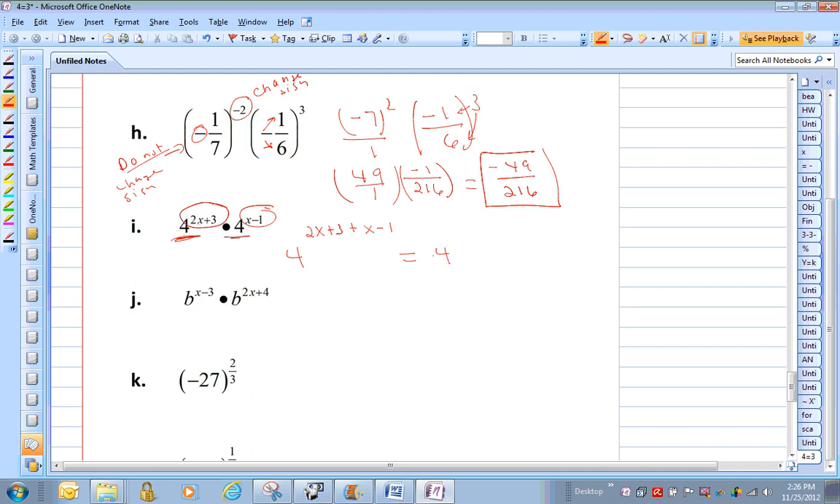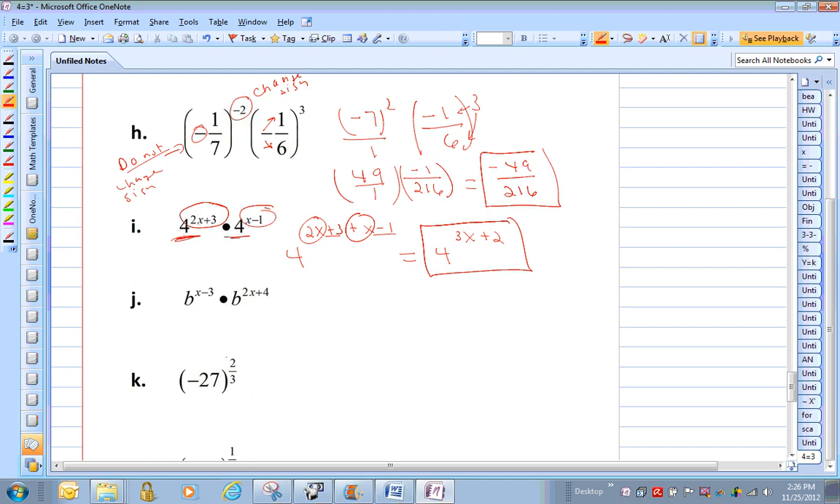So you would keep the 4. You have a 2x and an x, so that would be a 3x. And you have a 3 and a negative 1, that's a positive 2. And that would be your final answer. That would be the simplified version of this original.